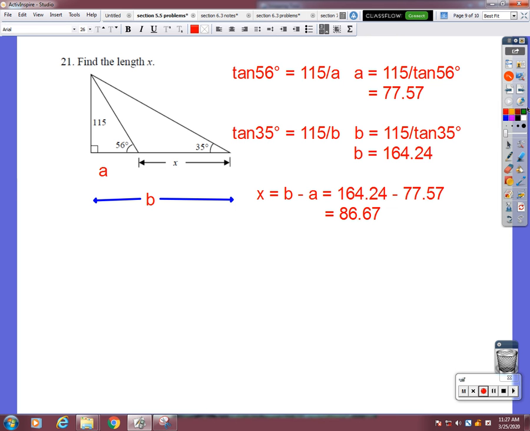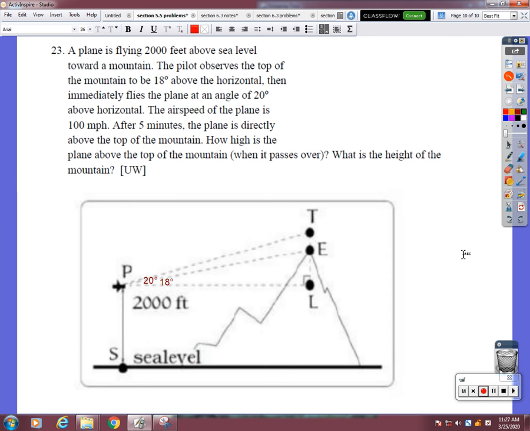Until we get to the very last one, which is a UW problem. So you know that's going to be trouble. This one says the plane is flying 2,000 feet above sea level, so this length is 2,000, towards a mountain. The pilot observes the top of the mountain to be 18 degrees above the horizontal, so he puts his plane on a bearing 20 degrees so he can clear the mountain. Good thinking. The airspeed of the plane is 100 miles an hour. After 5 minutes, the plane is directly above the mountain. How high is the plane above the mountain when it passes directly over it, and what is the entire height of the mountain? All right, this is going to be fun.